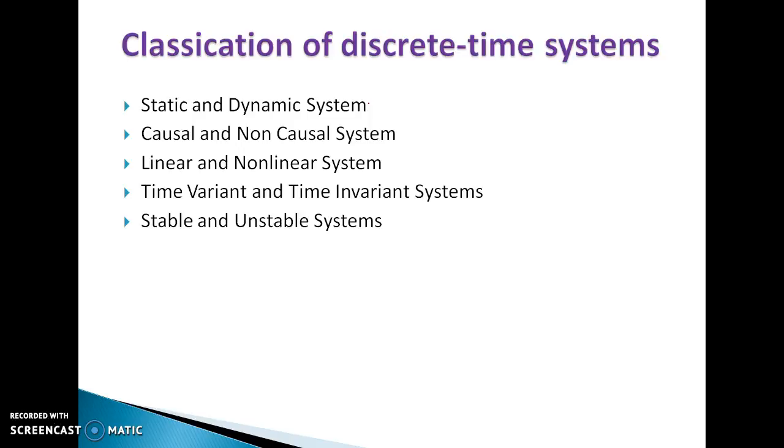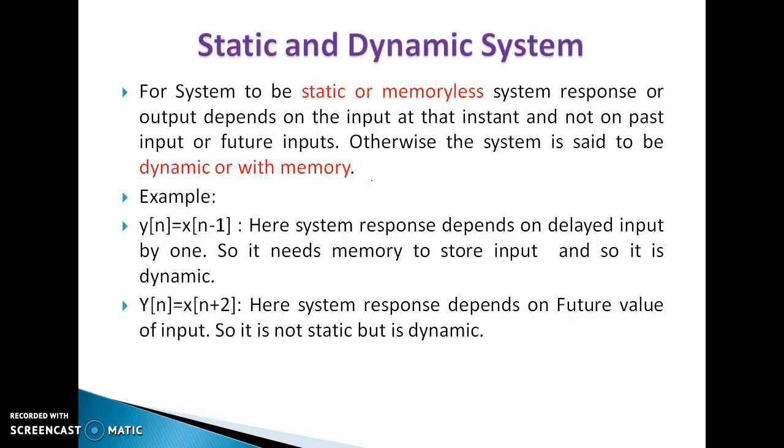Now, discrete time systems can be classified in different ways: static and dynamic, causal and non-causal, linear and non-linear, time invariant and time variant, stable and unstable systems.